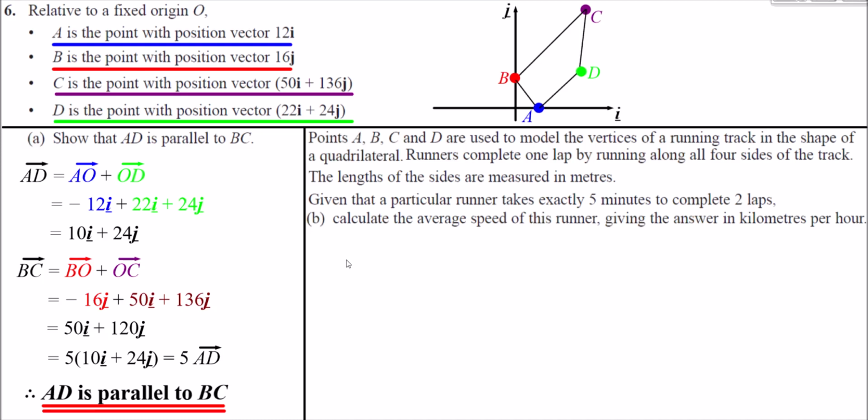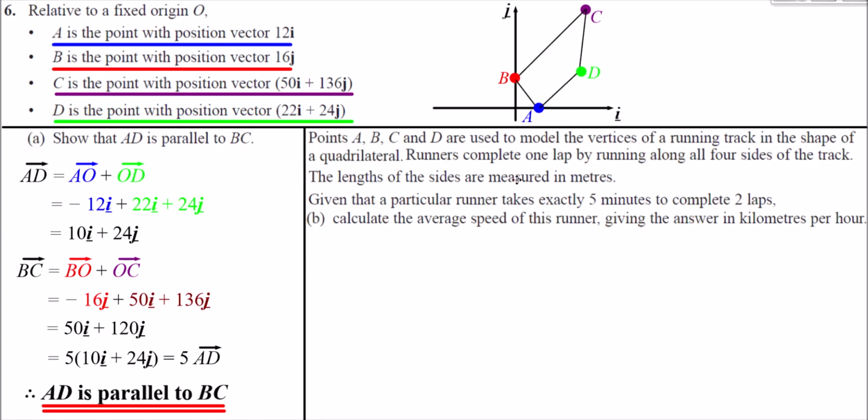Now for part B of this question, it comes to the modelling. We're talking about A, B, C and D being vertices, corners essentially, of a running track in the shape of a quadrilateral. Bit of a weird quadrilateral, but it is a 4-sided shape nonetheless. Runners complete one lap by running along all 4 sides of the track.